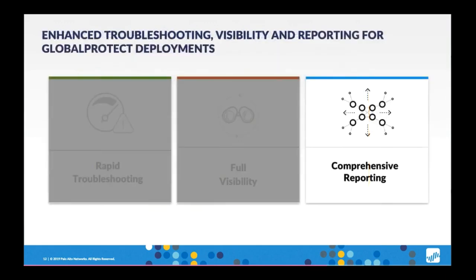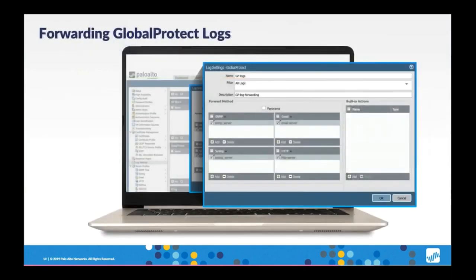With PAN-OS 9.1, you can now easily forward interesting log events to external business intelligence, SIEMs, and various reporting systems. You can set up log forwarding profiles for the GlobalProtect log, specify the log forwarding method as SNMP, email, syslog, or HTTP, and then specify which GlobalProtect log activity must be automatically forwarded.